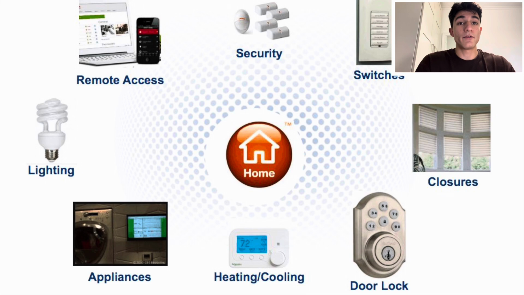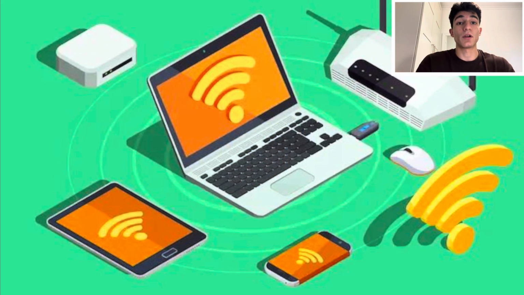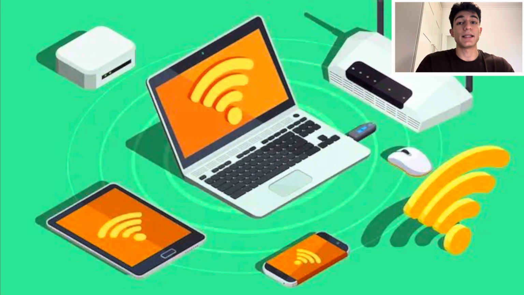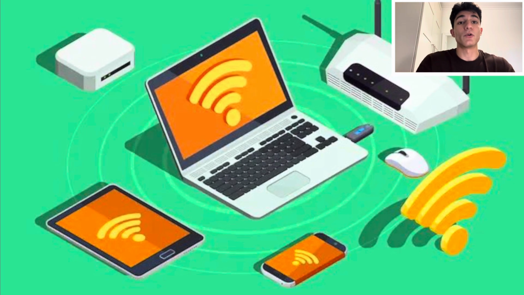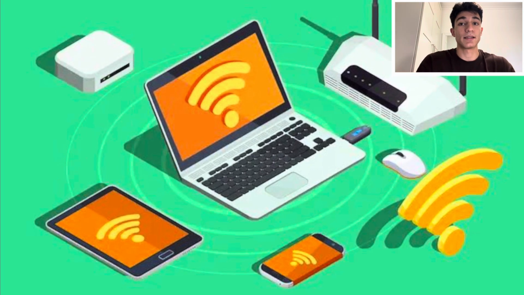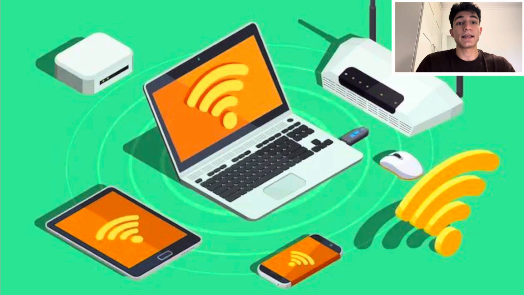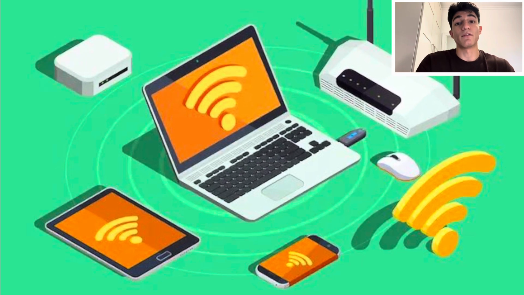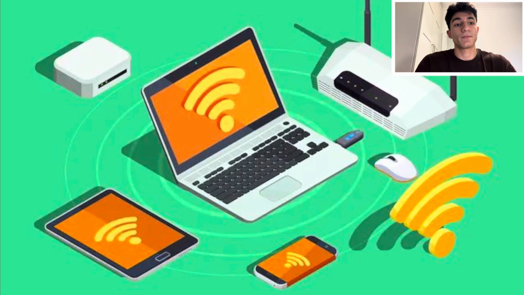Zigbee is a low-power, low-data rate wireless standard mainly used for smart home devices like smart bulbs, sensors, and security systems. It's designed to run on small batteries and connect many devices in a mesh network. Wi-Fi, also called WLAN, is the wireless technology that lets your phone, laptop, or smart TV connect to the internet. It's designed for high data rates and longer range, often streaming videos or downloading files.